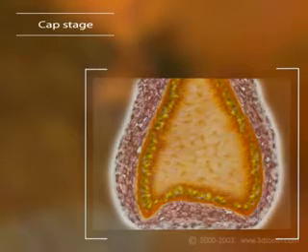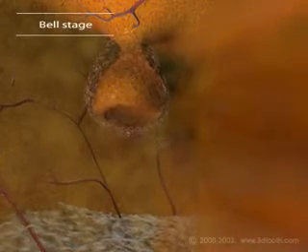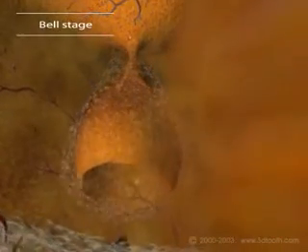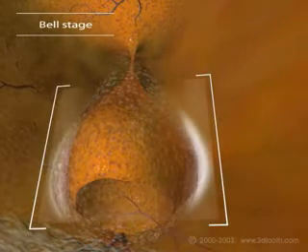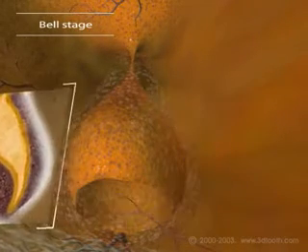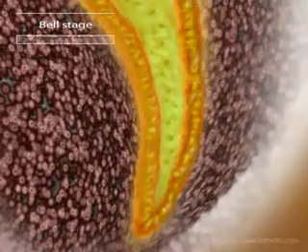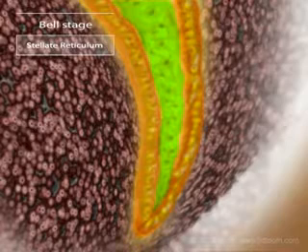So far, we've seen the bud and cap stage of tooth development. The third, and most dramatic, is the bell stage. As the tooth germ begins to grow, the cells differentiate. The stellate reticulum is now obvious. Made up of star-shaped cells pushed apart by fluid pressure, it separates the inner and outer enamel epithelium.